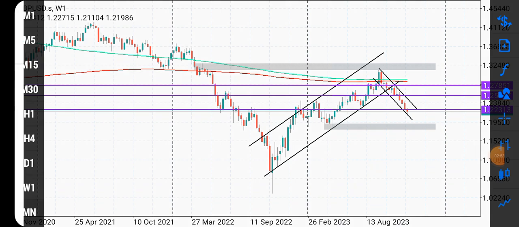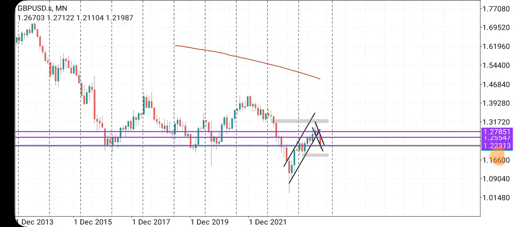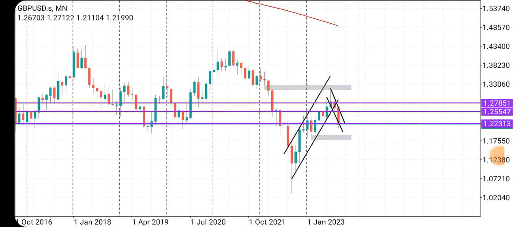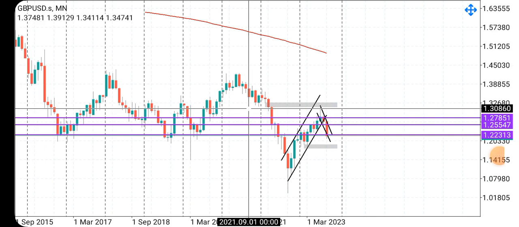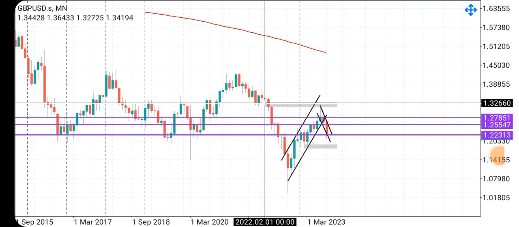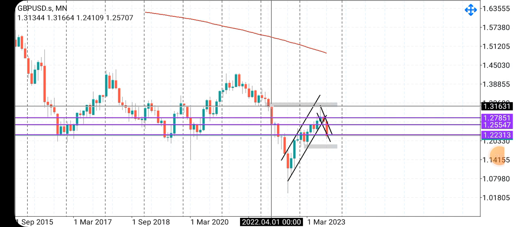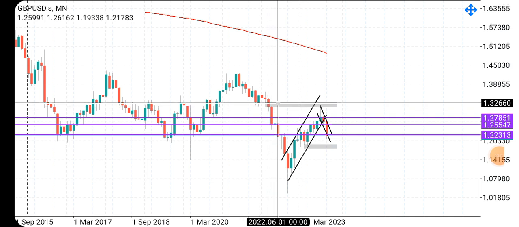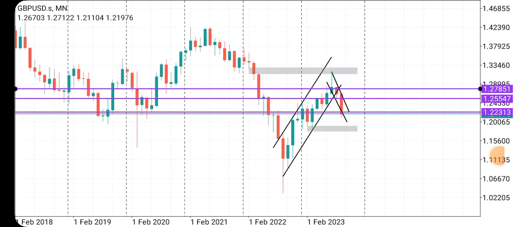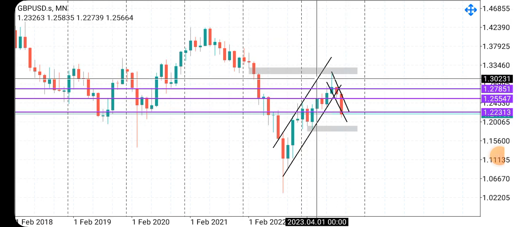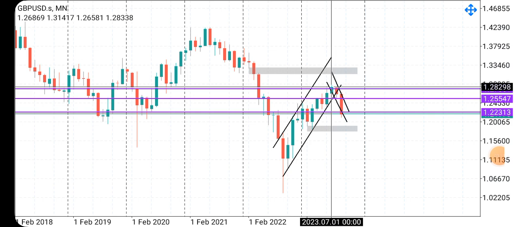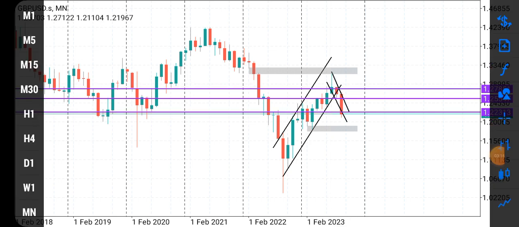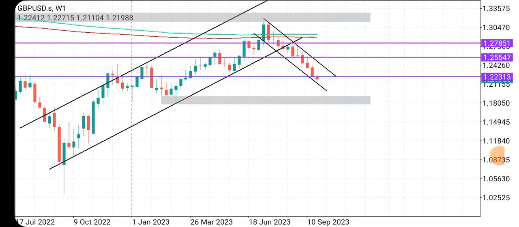Let's see if the monthly correlates with it. Yes, you could say it correlates with the monthly high. That high is from 2022, the 2022 high that I've highlighted there. Price tapped there, and as soon as it tapped there, it gave us a candle close of a pin bar. We've been two months on a downtrend.